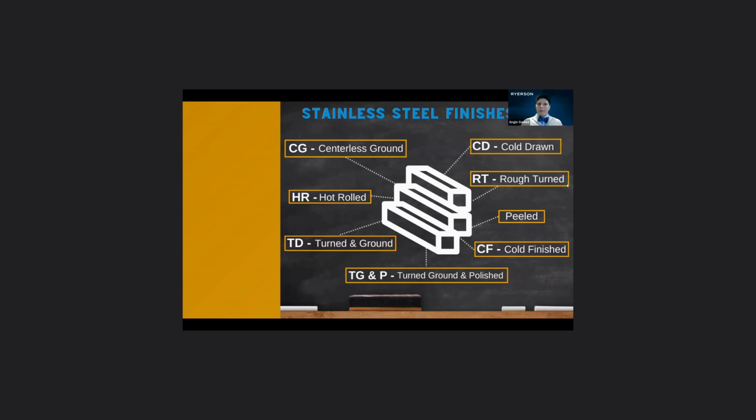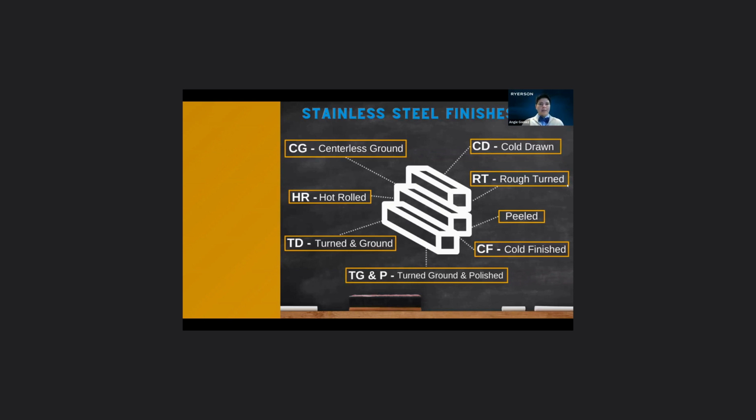Rough turned is pretty much just how it sounds. We're going to see this used in large diameter bars. The mill's going to rough turn it to a diameter within some ASTM tolerances, and then it's going to be sold and usually finished to a very specific size at the end user.